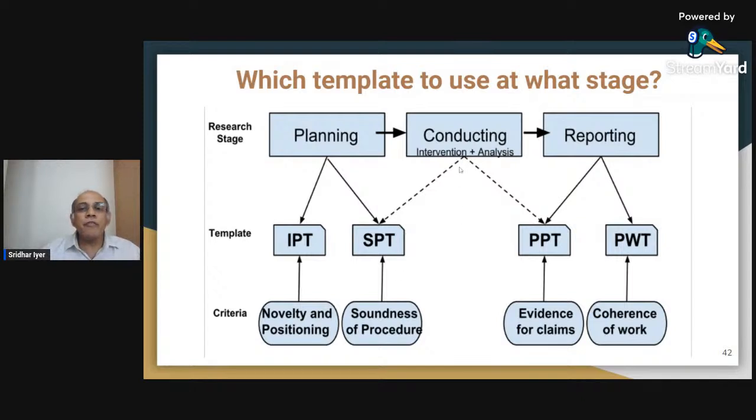And then if you already have an idea and you are in the conducting a study stage, look at the study planning template, which will tell you what mistakes to avoid and what procedures to follow, and generate evidence for your claims.